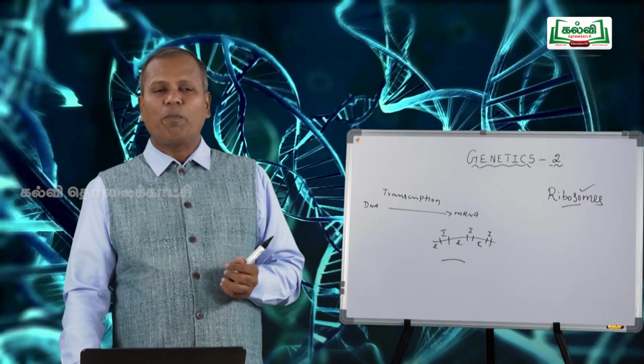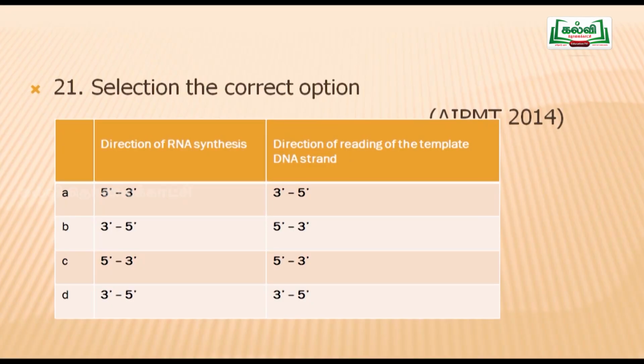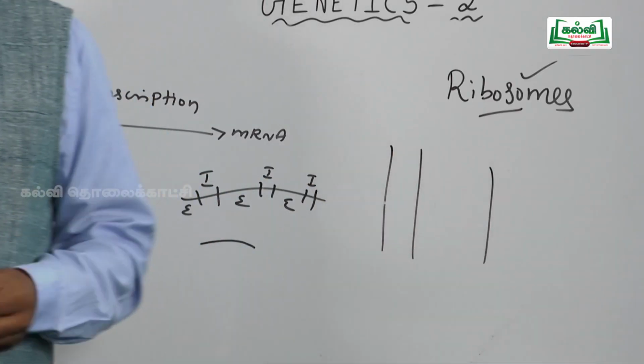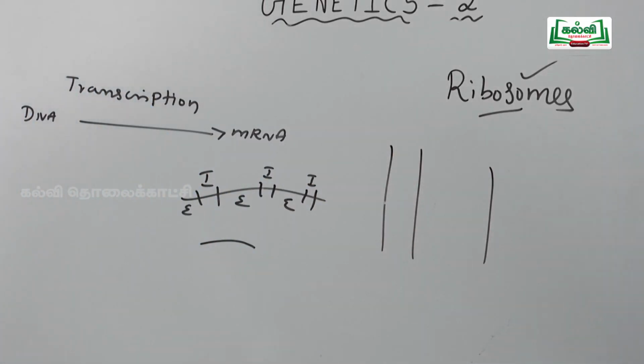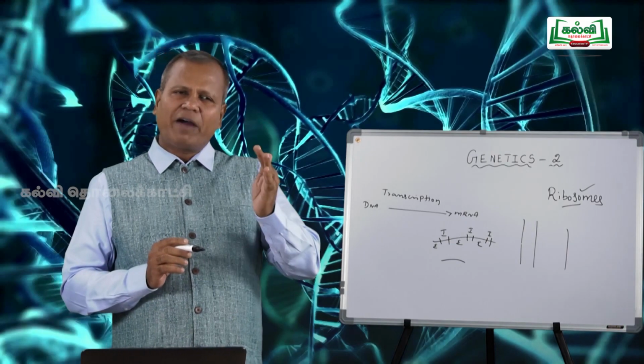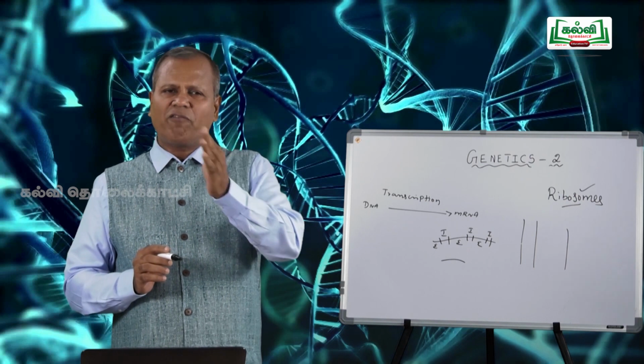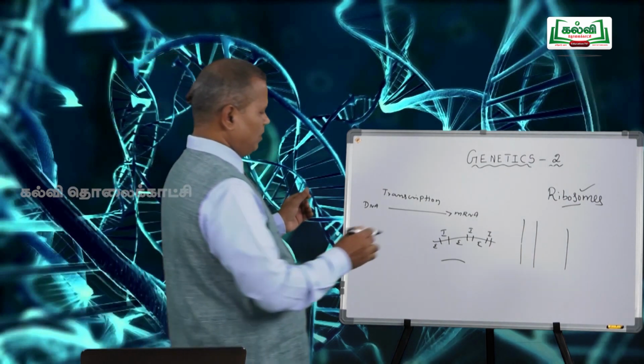Select the correct option from the A, B, C, D options. See the question: direction of RNA synthesis. You know RNA is formed from the DNA. The conversion of DNA into mRNA is said to be transcription. The direction of RNA synthesis is either 5 prime to 3 prime or 3 prime to 5 prime. You know the structure.